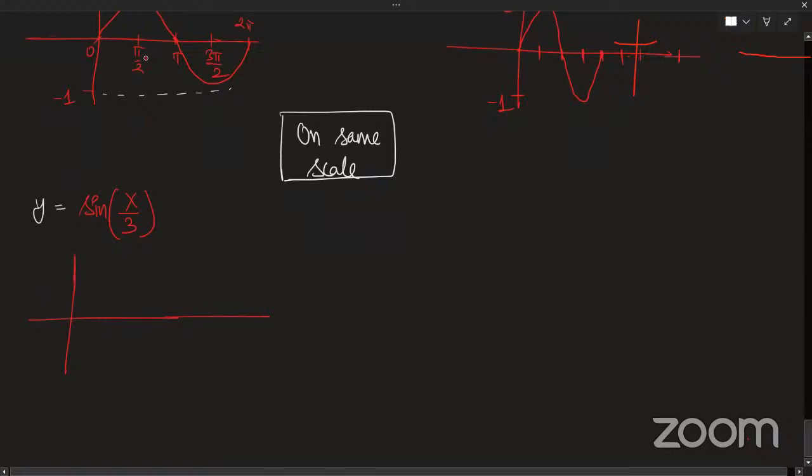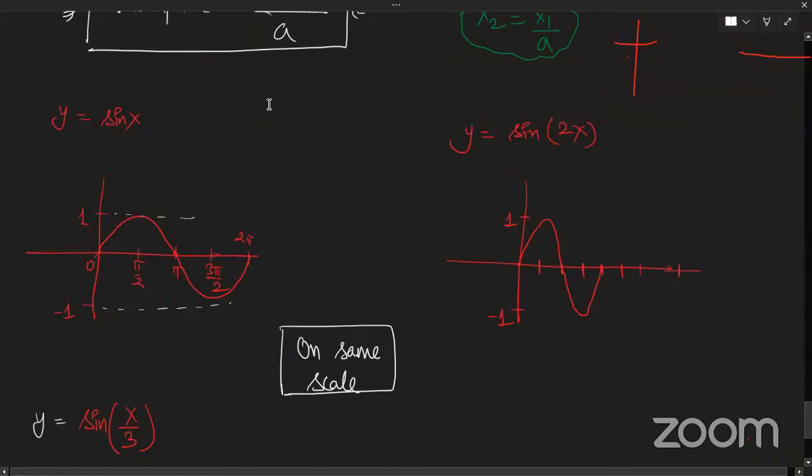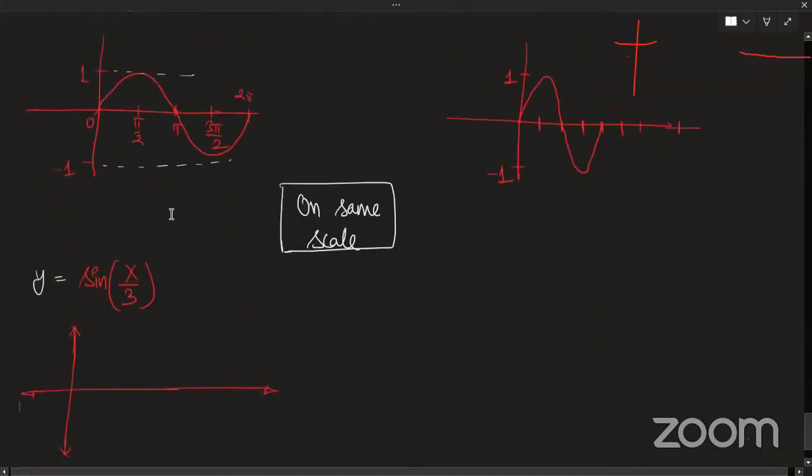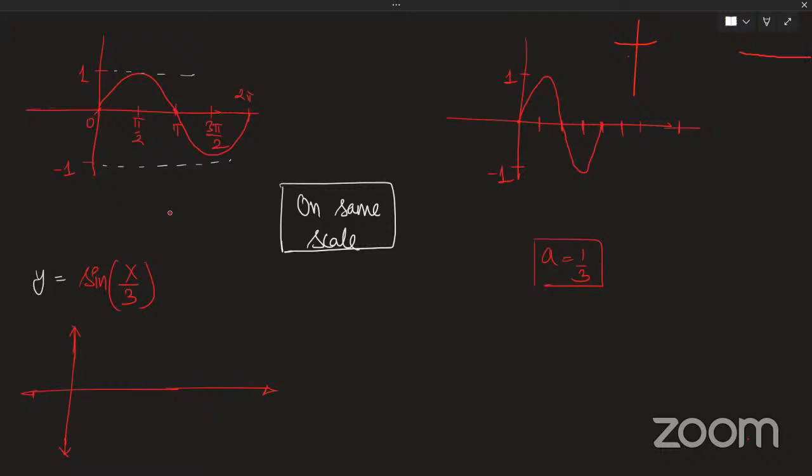Tell me. What will happen? Pi by 6. Okay. No, sir. See, your A. Now, see, what is your A? First tell me, what is your A? Your A is 1 by 3, right? 1 by 3. Your A is 1 by 3.